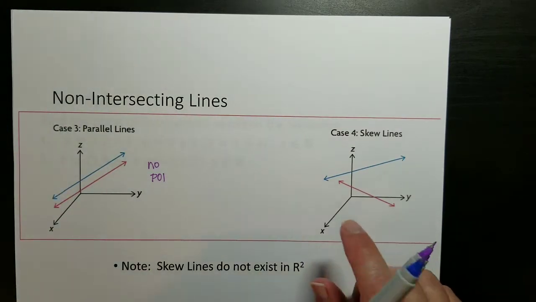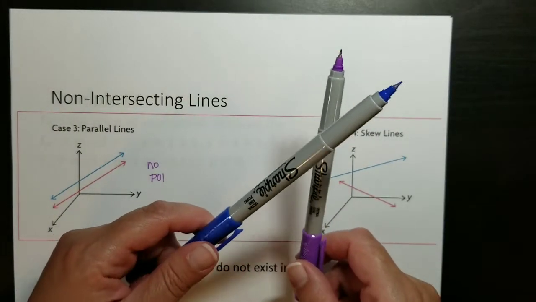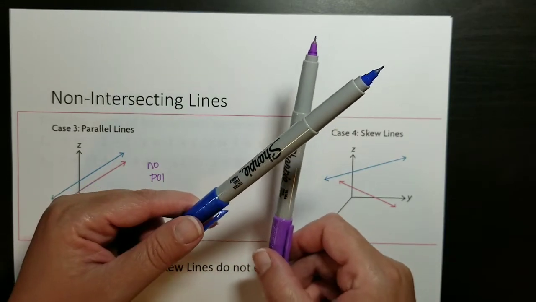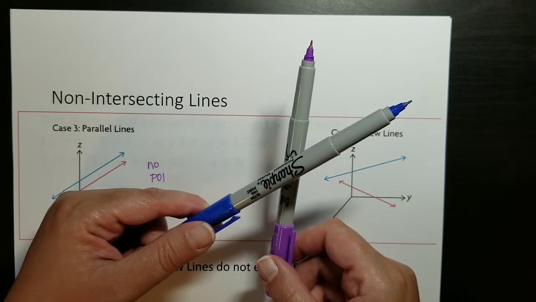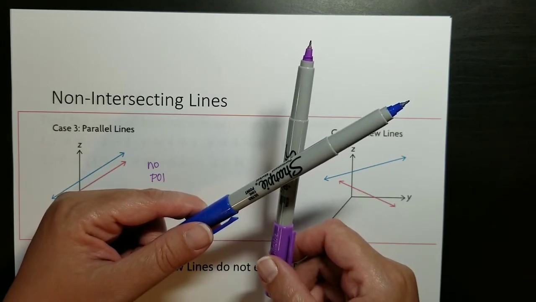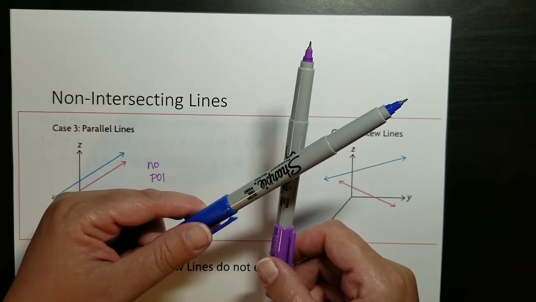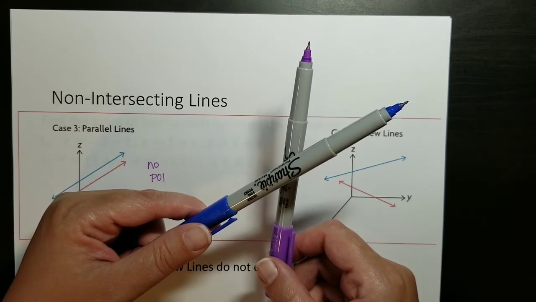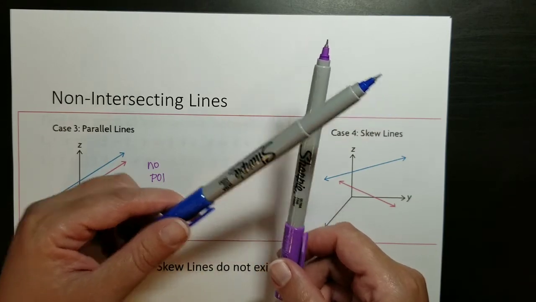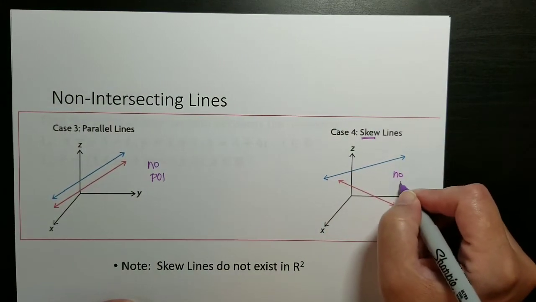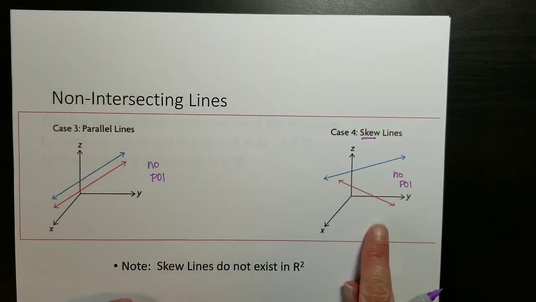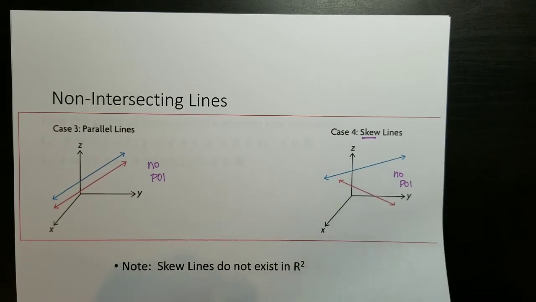But in R3, and just kind of hold up 2 pencils at your desk right now, you could have 2 lines going like this, and these lines, my blue pen and purple pen, are never going to touch, but they are very clearly not parallel. So you can get no points of intersection on lines in R3 even if they're not parallel, and that's called skew lines. And this also has no points of intersection. So we'll look at how to tell the difference between these 2 cases if we're trying to solve for those.